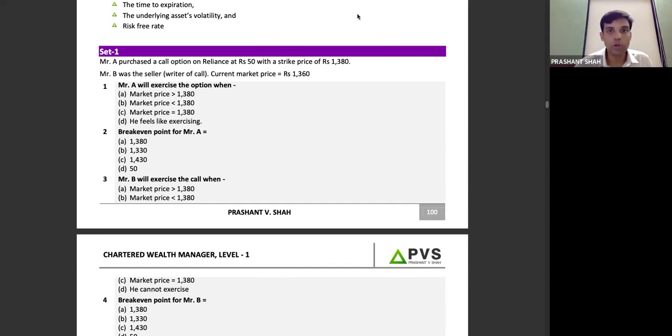Fine. So here we have got two parties, Mr. A and Mr. B. Mr. A purchased the call option on Reliance at 50 rupees. Now 50 rupees is considered as premium, with a strike price of 1380. So you better understand what is a strike price. Mr. B was the seller, also known as the writer of the call option. Current market price is 1360. Now, based on this data, let us start working on the questions.